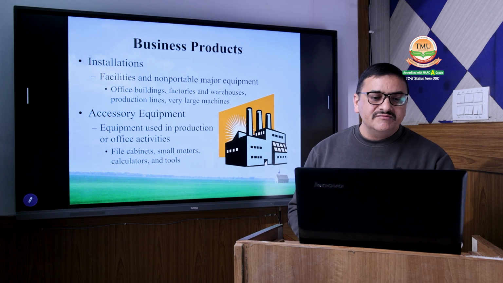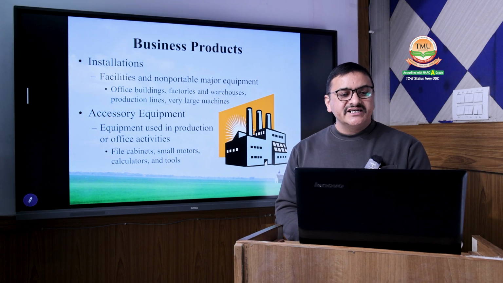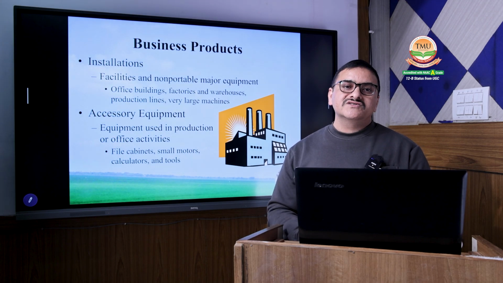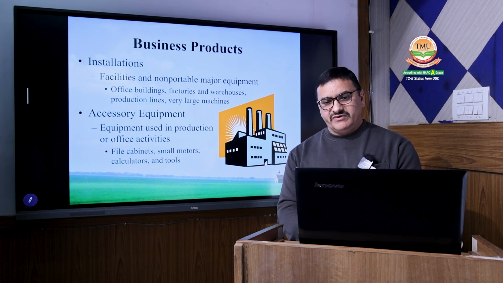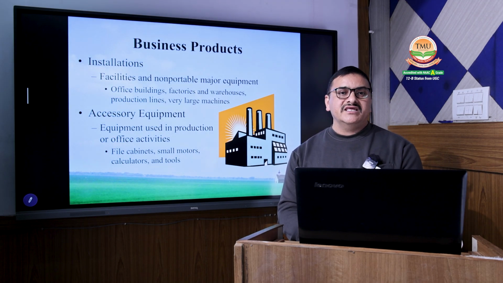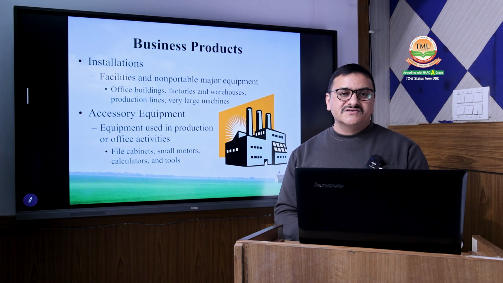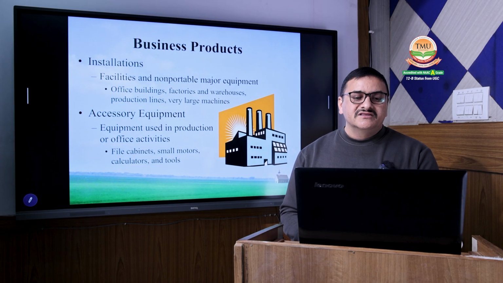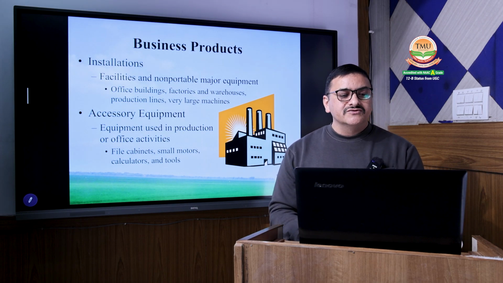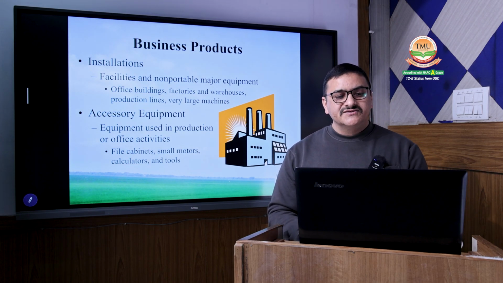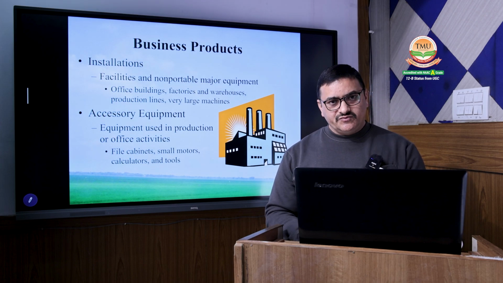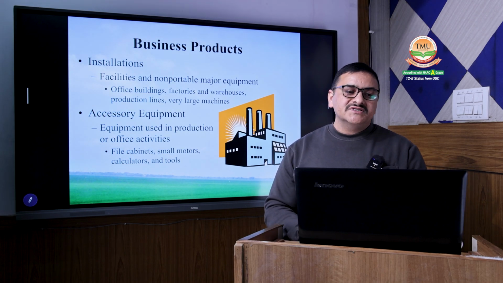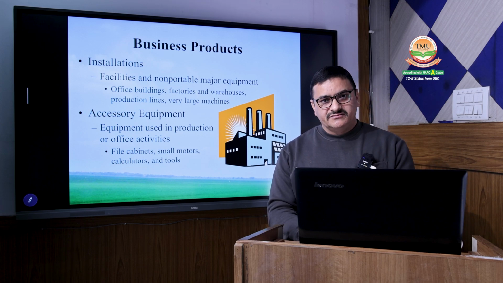installations. Installation means these are the facilities and non-portable major equipment which the organization uses when they are doing business or when they are establishing the business units. For example, the office building, the factories, the warehouses, production lines, very large machineries which are required for producing different types of products, they all come under the installation.